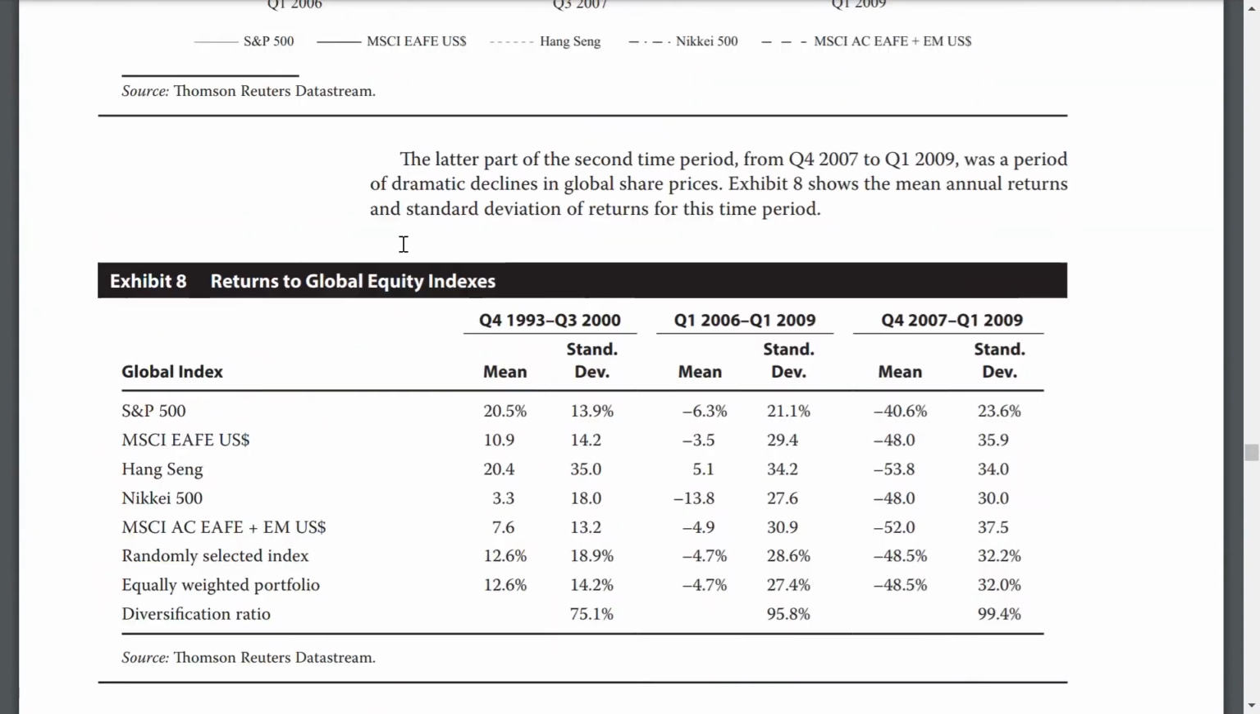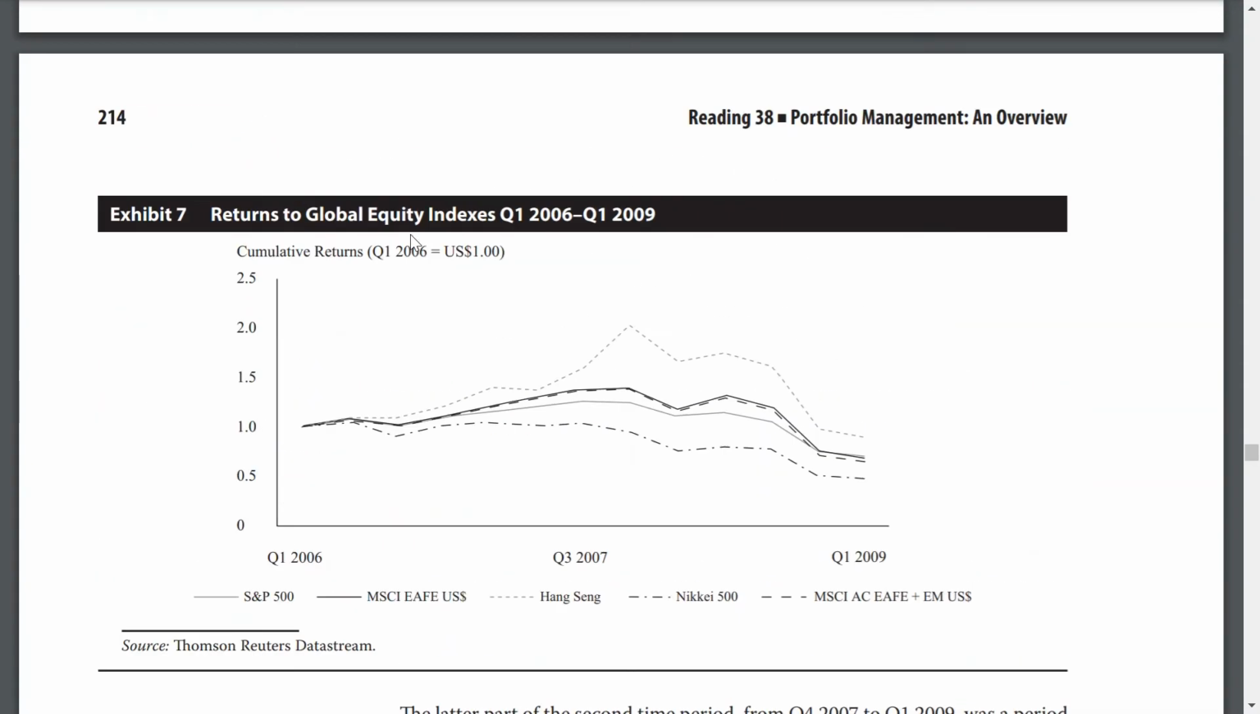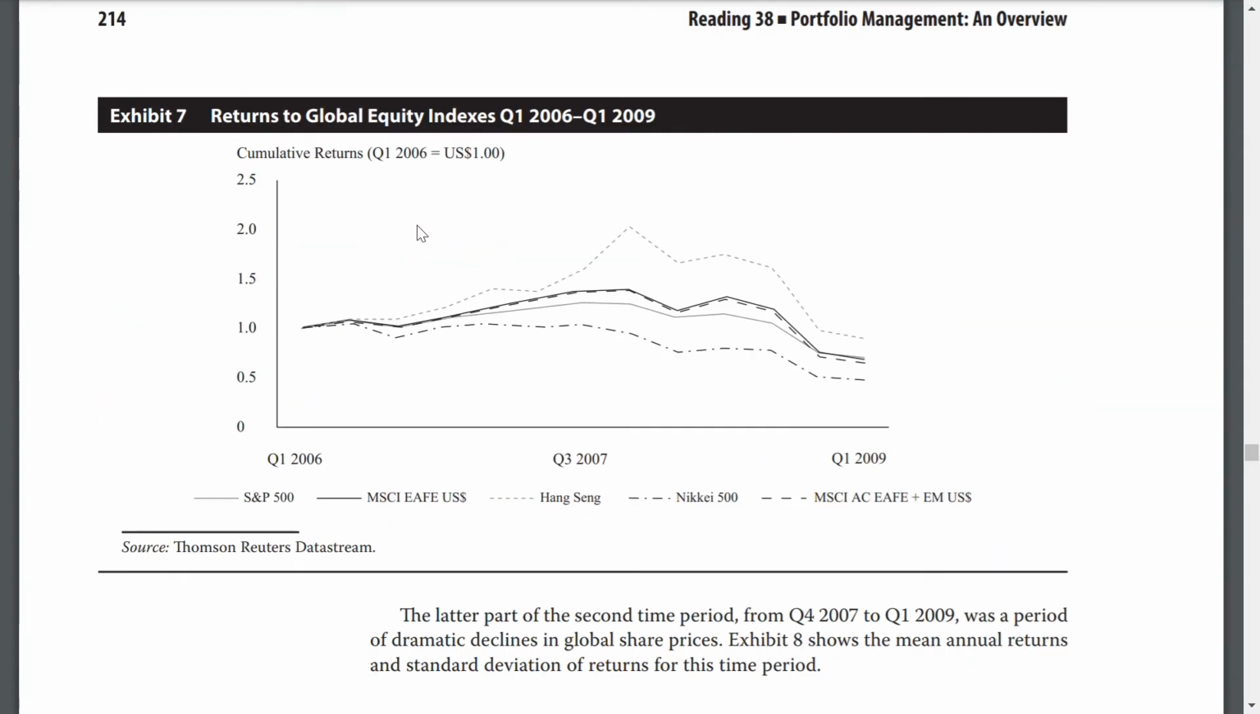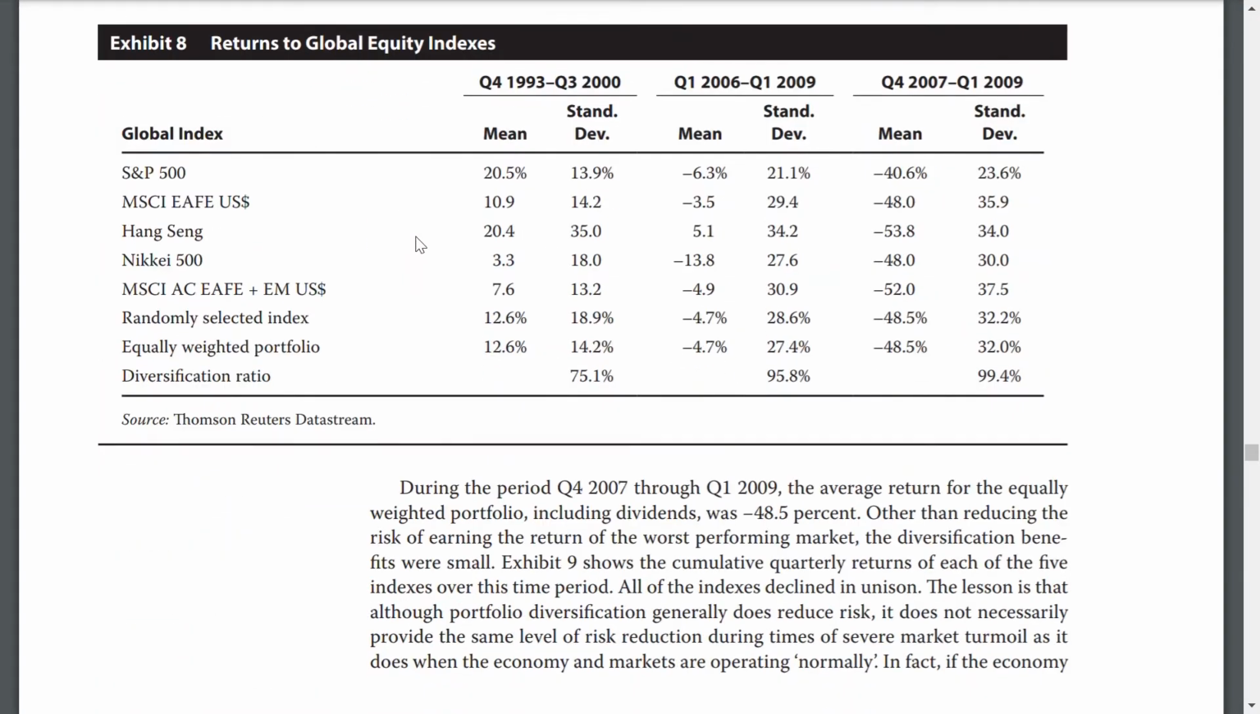The latter part of the second time period, from Q4 2007 to Q1 2009, was a period of dramatic decline in global share prices. Exhibit 8 shows the mean annual returns and standard deviation of returns for the time period. So this is just interpreting the data.